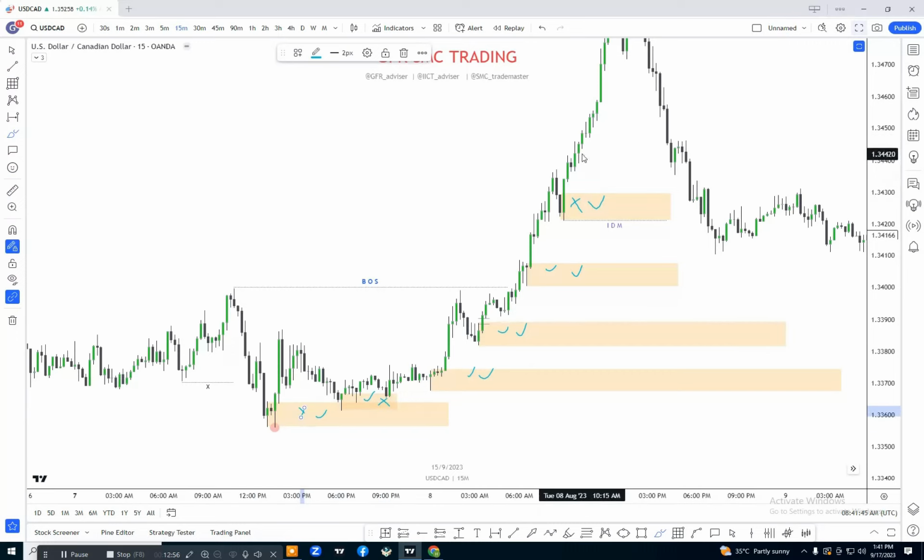Now the next thing is mitigated or unmitigated. This order block is unmitigated, so it's valid for now. Let me mark according to the mitigated and unmitigated section. This order block is also unmitigated. This order block is also unmitigated. This order block is also unmitigated. This order block is mitigated. This one is also mitigated. Now it's time to follow the order flow.